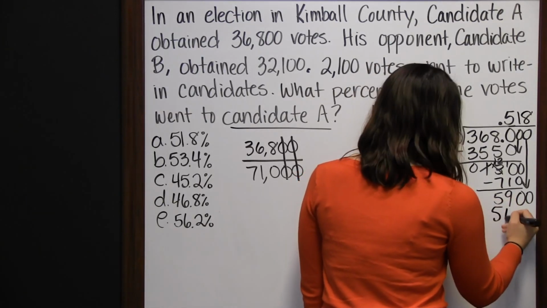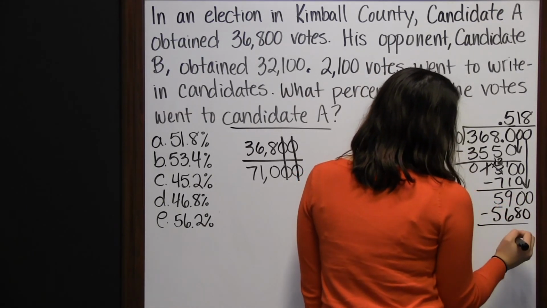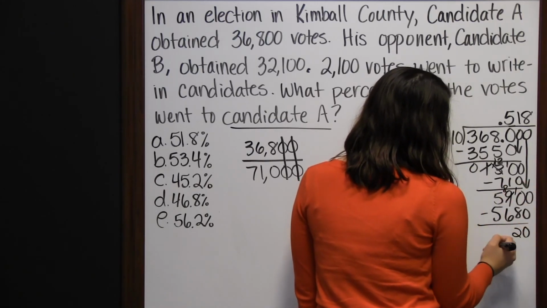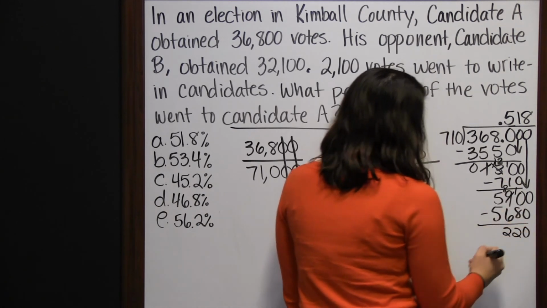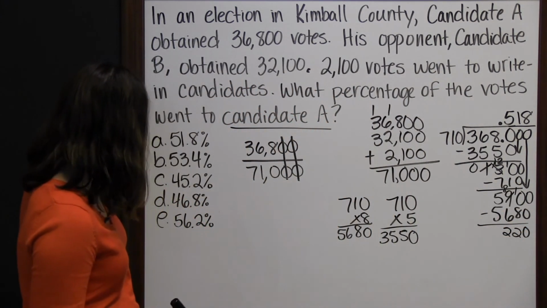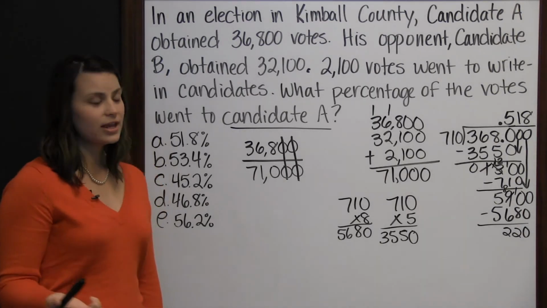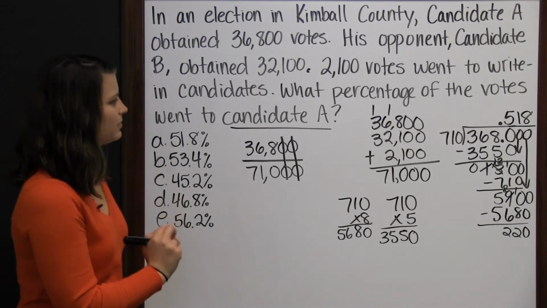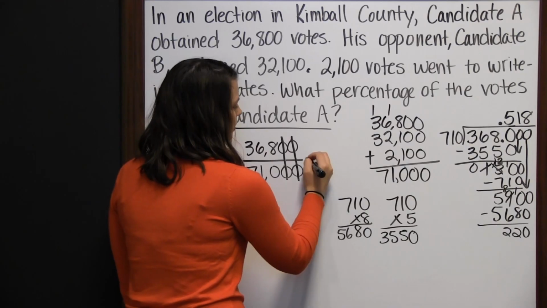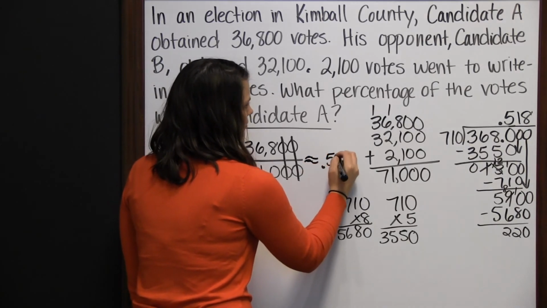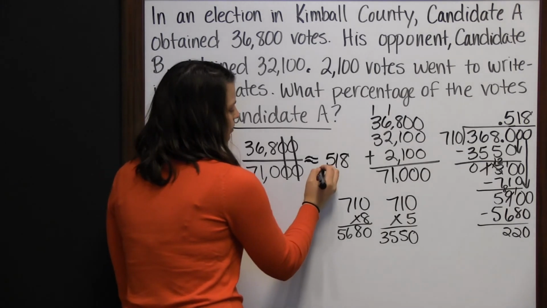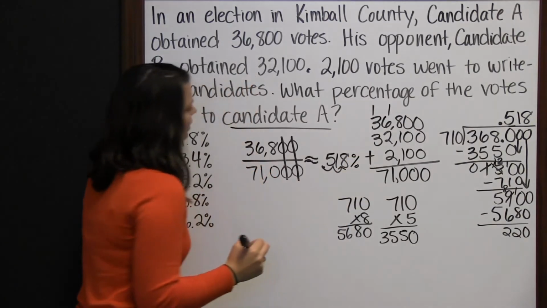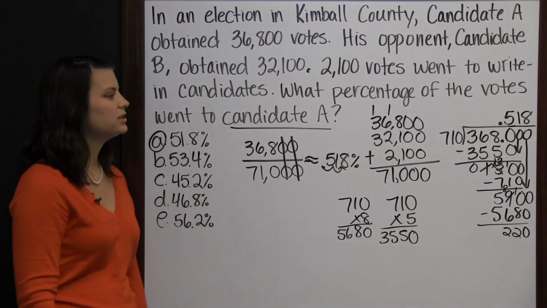And we have 5,680. We can subtract, and that's 0. Borrow from the 9, that's an 8, so that's 10. 10 minus 8 is 2. 8 minus 6 is 2, so we get 220. And we could keep going, but really, that's all I need to know, because as I look at my answers, it's very clear which one of these is my answer. It's about 518 thousandths, and then when we change it into our percent, we move our decimal two places to the right, we get 51 and 8 tenths percent, which is answer A.